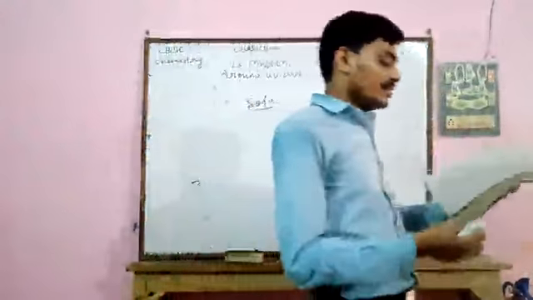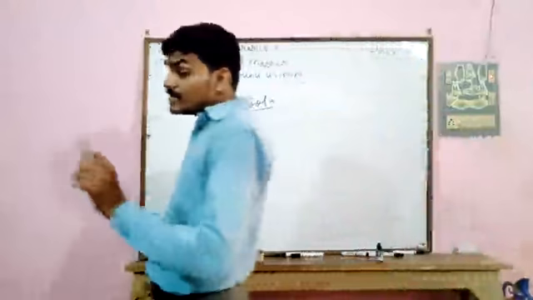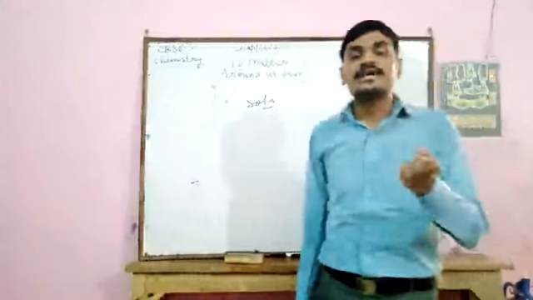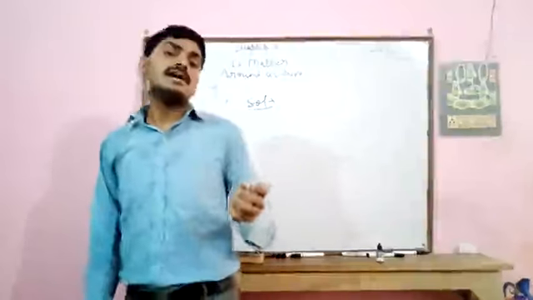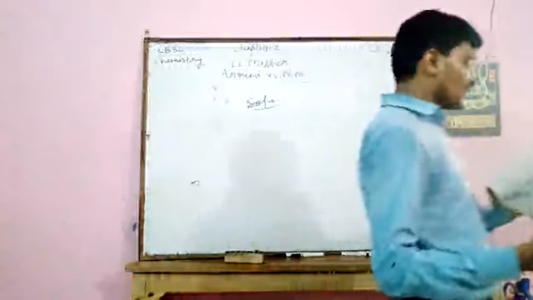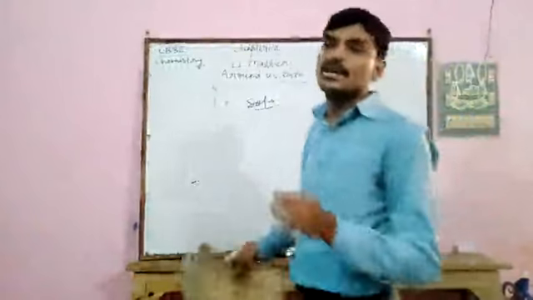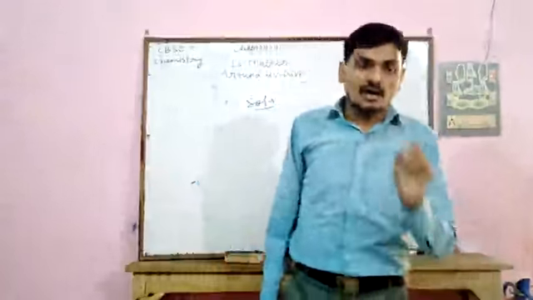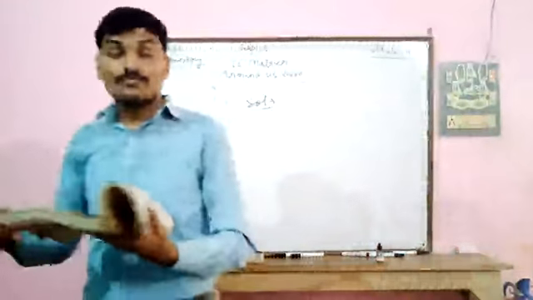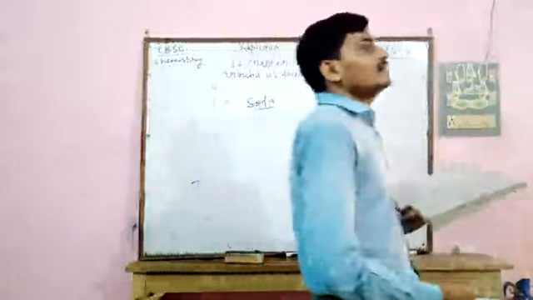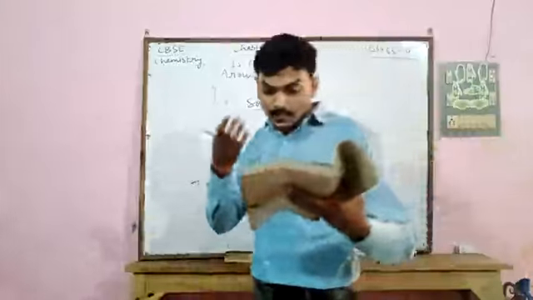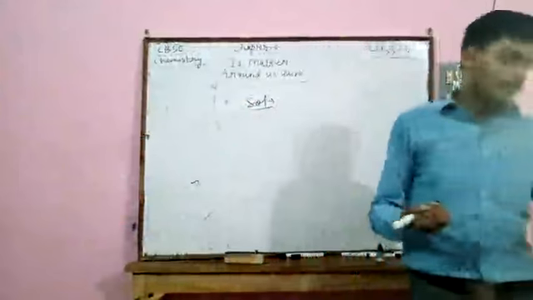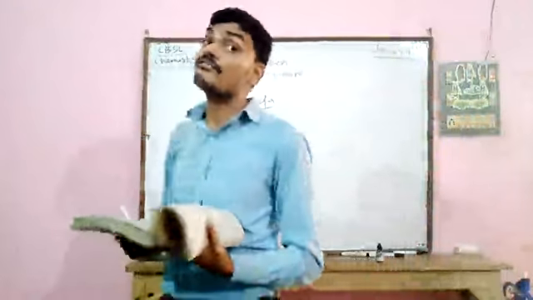Now emulsion, liquid in liquid. That is, in any colloidal system, if a liquid is present in a liquid, then it is known as an emulsion. For example, milk, butter. These are examples of emulsion in a colloidal system. Now next one is foam, gas in liquid. For example, cream, shaving cream, beer foam. These all are examples of foam.